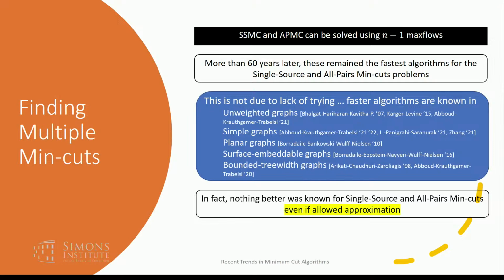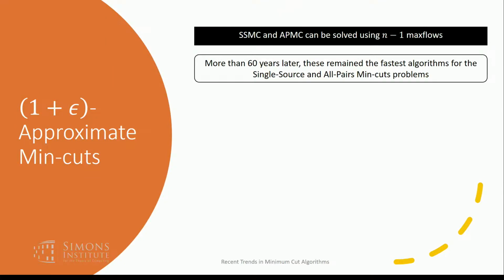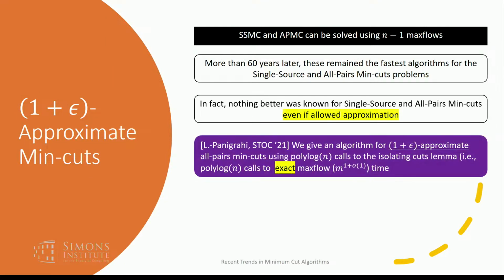So if you want to allow, let's say, 1 plus epsilon approximations for single source all pairs, the best thing you could do was run n-1 approximate max flows. So the first result in this area is we gave an algorithm for 1 plus epsilon approximate all pairs min cuts using just polylog calls to the isolating cuts lemma. And this required polylog flows. In turn, that requires polylog calls to exact max flow, which is almost linear time by now.